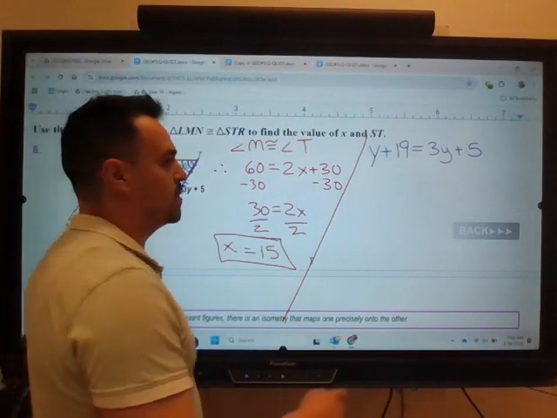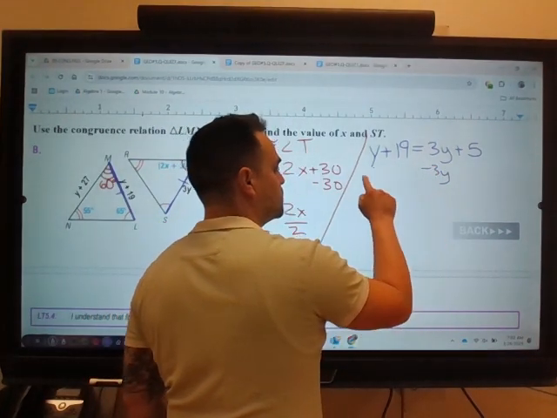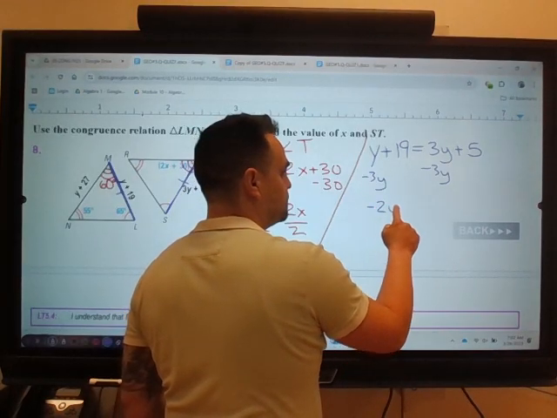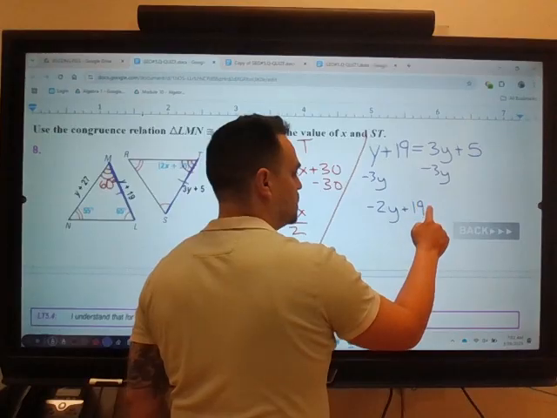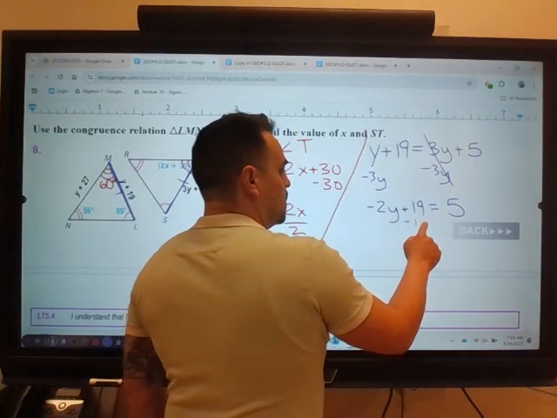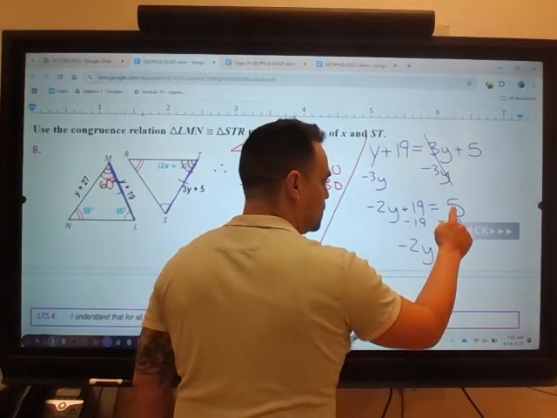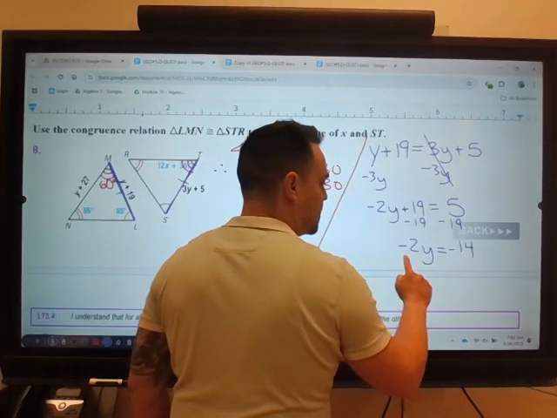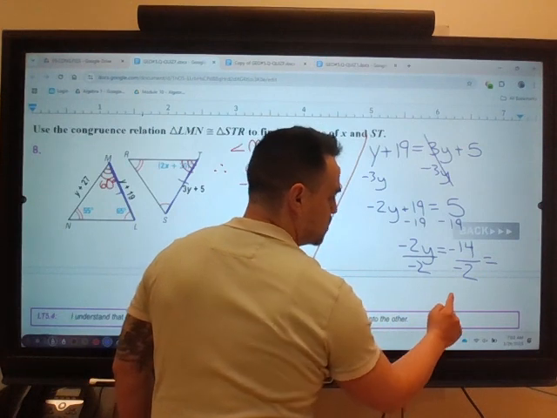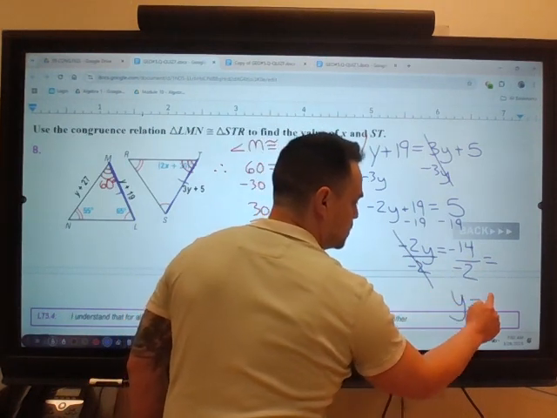From there, I am going to solve, do my algebra real quick. I'm going to combine my like terms. y minus 3y is negative 2y. Subtract 19 from both sides. I'm going to have negative 2y equals negative 14. Divide both sides by negative 2. A negative divided by a negative is a positive. So we're going to have y equals 7.